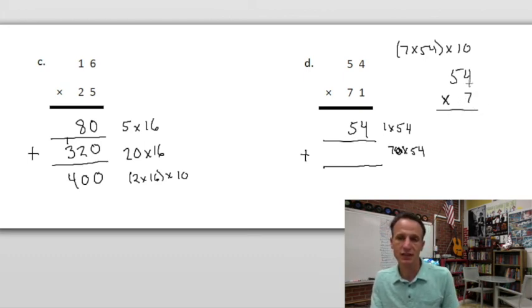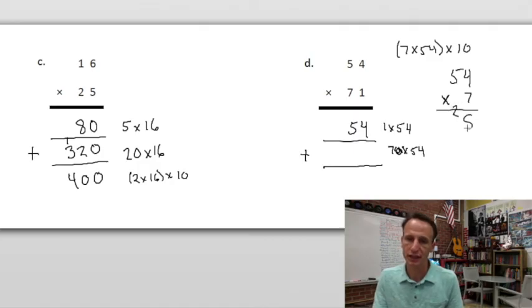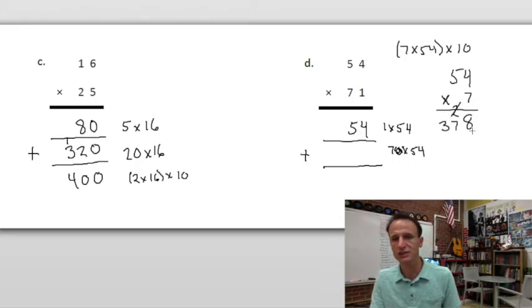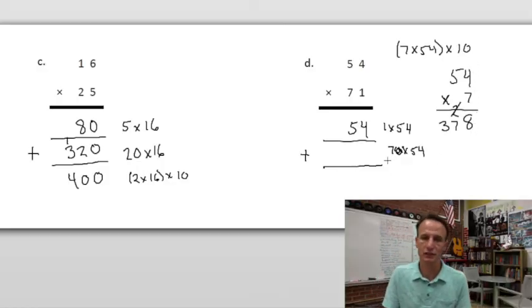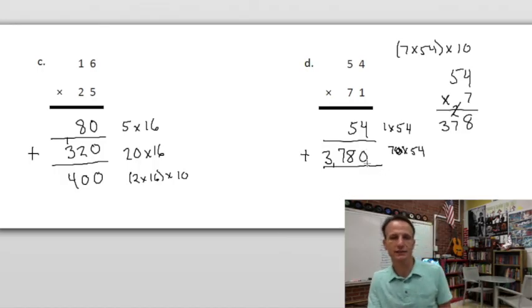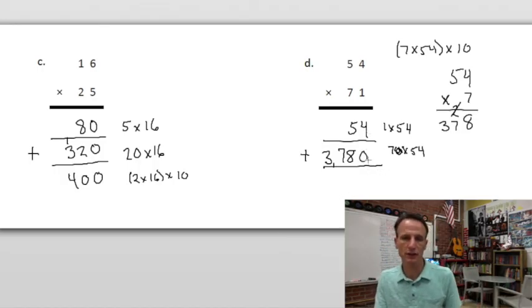So 7 times 4 is 28. 7 times 5 is 35. Plus 2 is 37. So 378, right, times 10. Okay, so it's going to be 10 times that. 3,780. Excellent. And now we just add up these two partial products. 4 and 0 make 4. 8 and 5. Good, you know that. 13. 1 and 7 are 8.